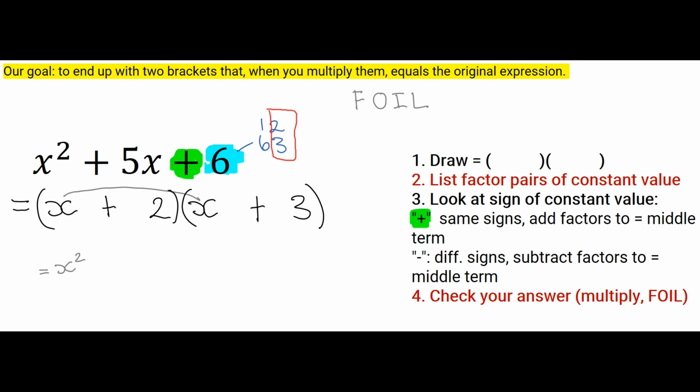Then outers, it's going to be the x and the 3. That's going to be 3x. Then we do inners. Inners is plus 2 times x, plus 2x. And then lasts. Last would be our 2 and our 3. That's going to give plus 6. If we add our like terms or combine our like terms over here, then we will get 5x. And is x squared plus 5x plus 6 equal to our original expression? It certainly is. So that means our answer is correct.